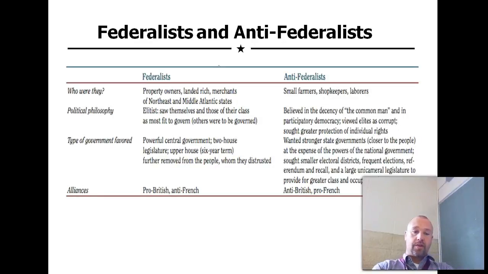So who were the Federalists? These are the property owners, the rich, the merchants, typically in the Northeast or the Mid-Atlantic states. They were elitist. They saw themselves as the head of their class and the most fit to govern the country. And they were typically pro-British. The Anti-Federalists typically supported the French. They were your small farmers, your laborers, typically prevalent in the South. And they supported the common man ideal, less elitist than the Federalists were deemed.